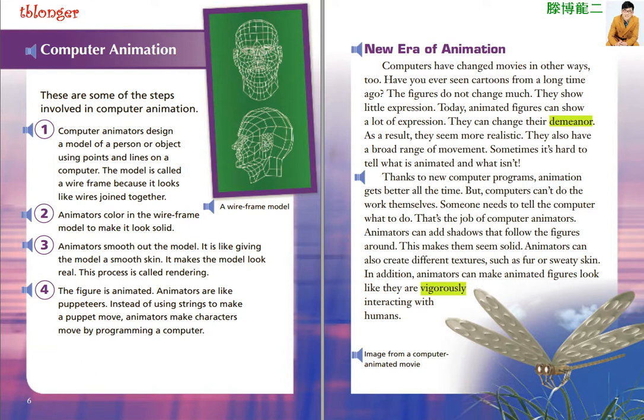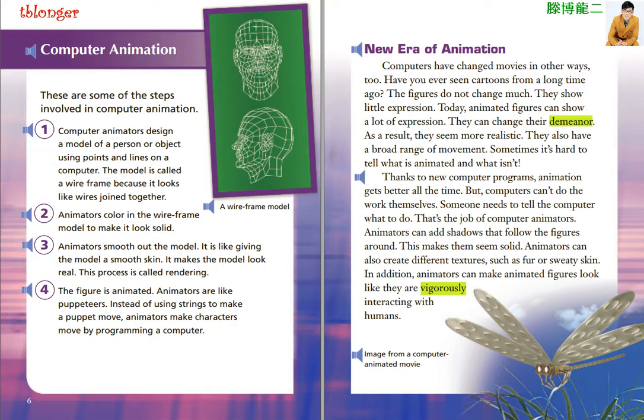Computer animation. These are some of the steps involved in computer animation. One, computer animators design a model of a person or object using points and lines on a computer. The model is called a wire frame because it looks like wires joined together. Two, animators color in the wire frame model to make it look solid. Three, animators smooth out the model. It is like giving the model a smooth skin. It makes the model look real. The process is called rendering.